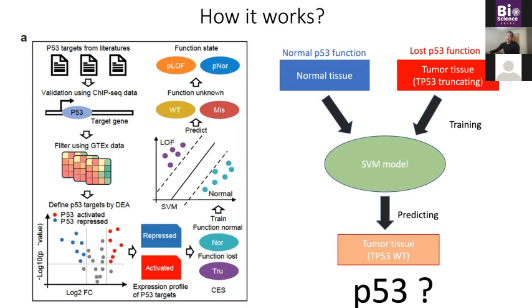And then, as I said, I use the normal samples and the truncating mutation samples as the training data to make an SVM model. After we build the model and validate it, then we can use the model to predict the P53 wild-type and P53 missense cases.